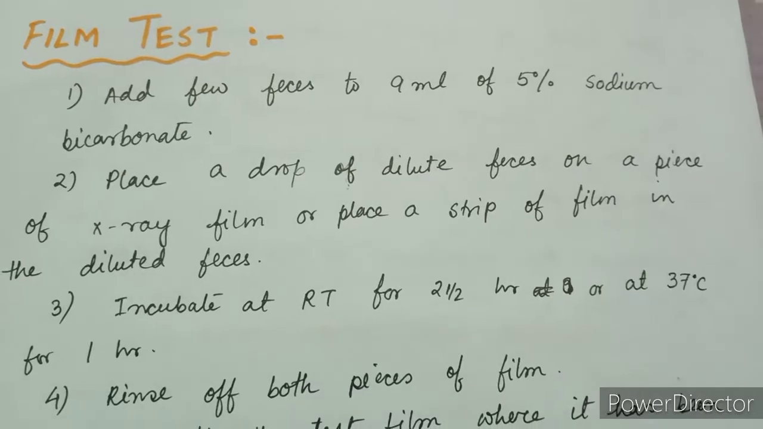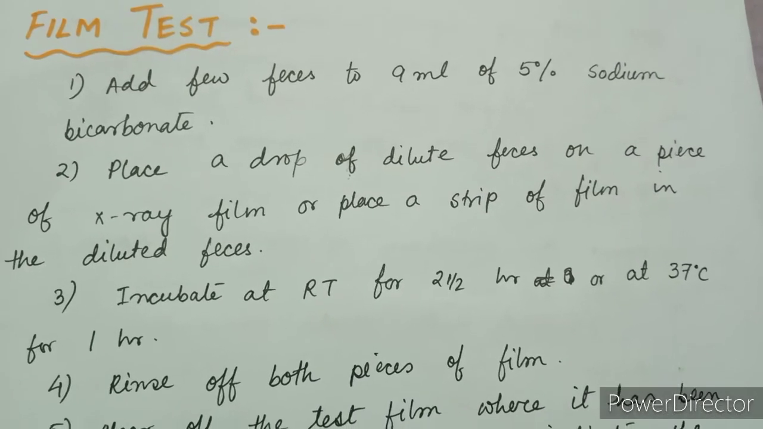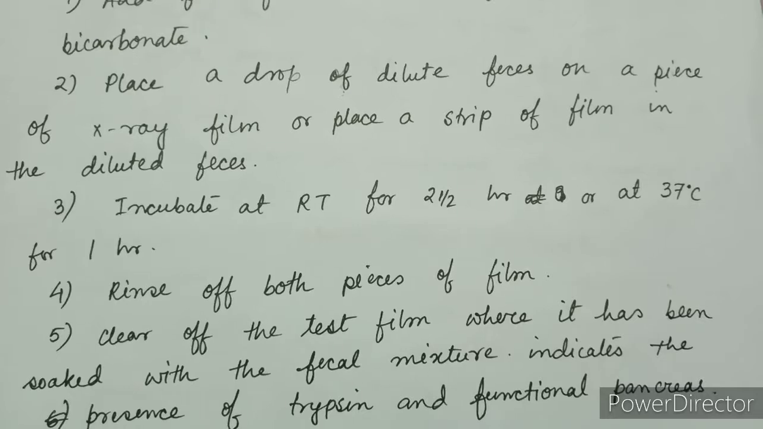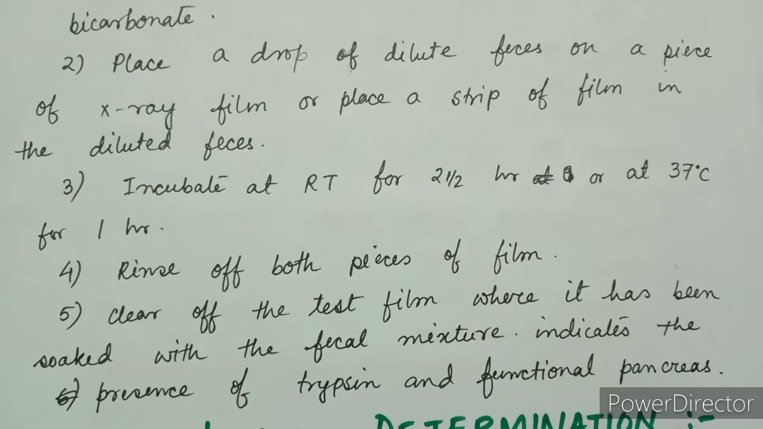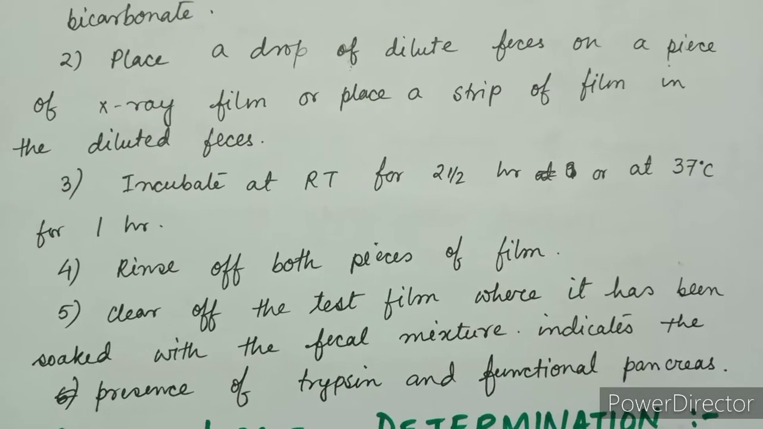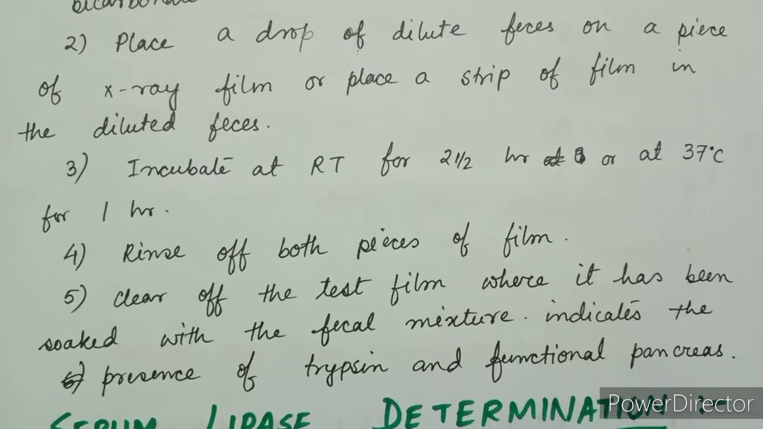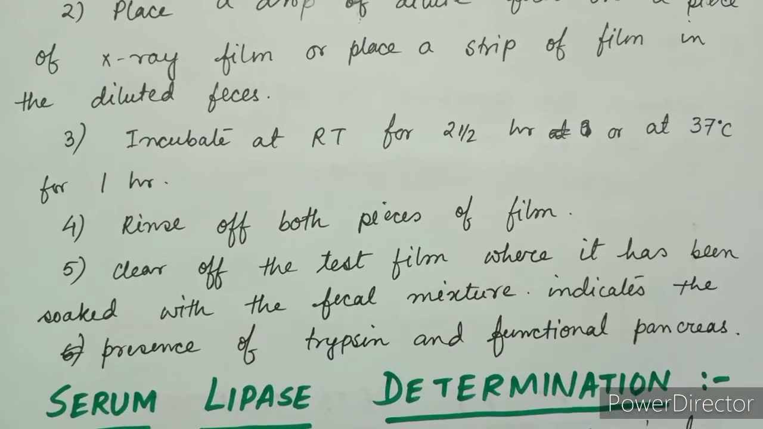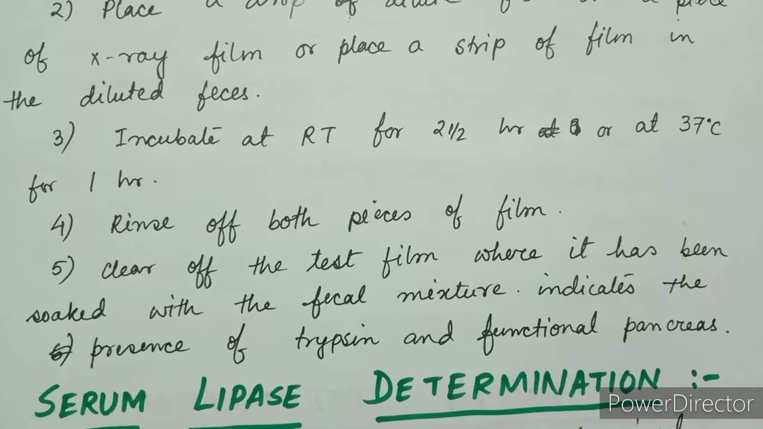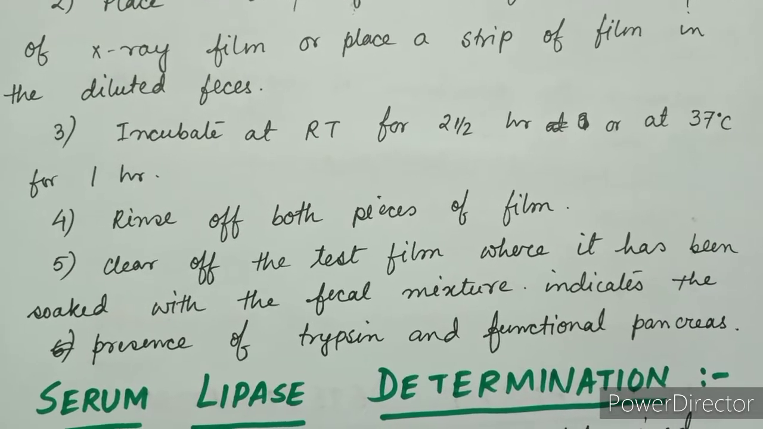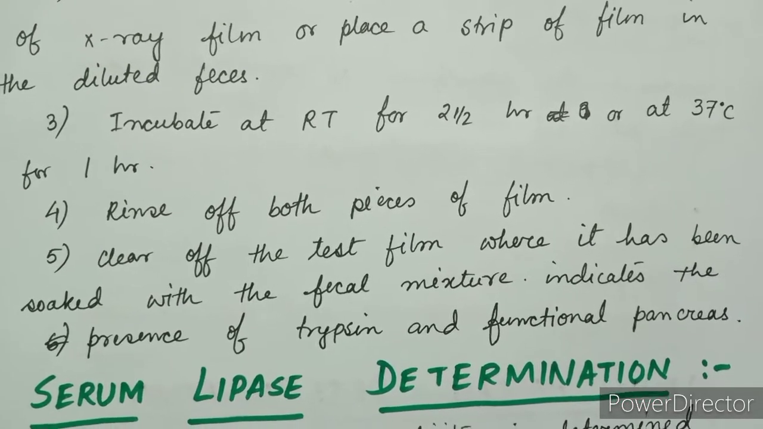Next is the film test. Add a few feces to 9 ml of 5% sodium bicarbonate. Place a drop of the diluted feces on a piece of x-ray film or place a strip of film in the diluted feces. Incubate at room temperature for 2.5 hours and at 37 degrees Celsius for 1 hour.